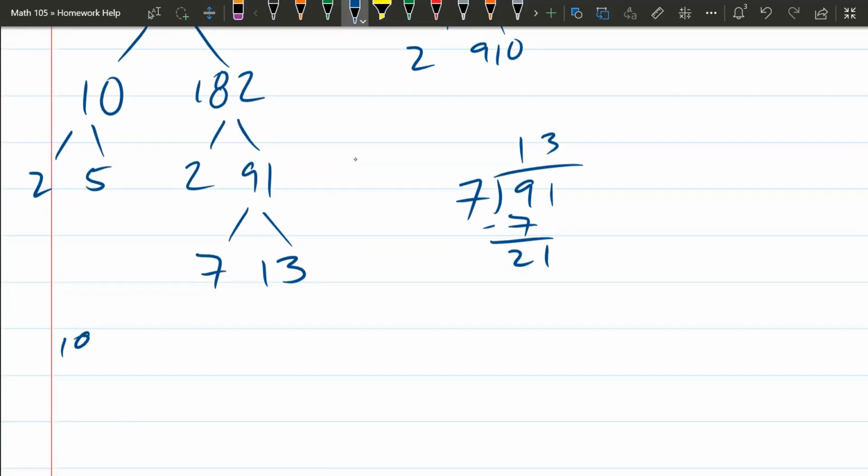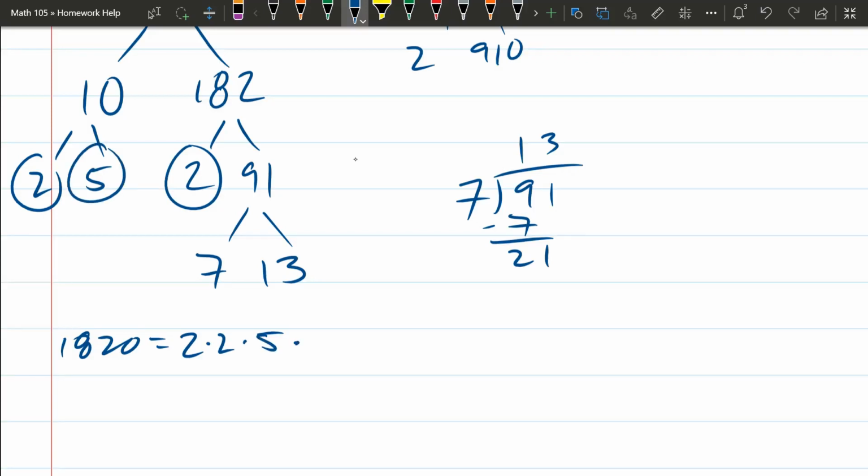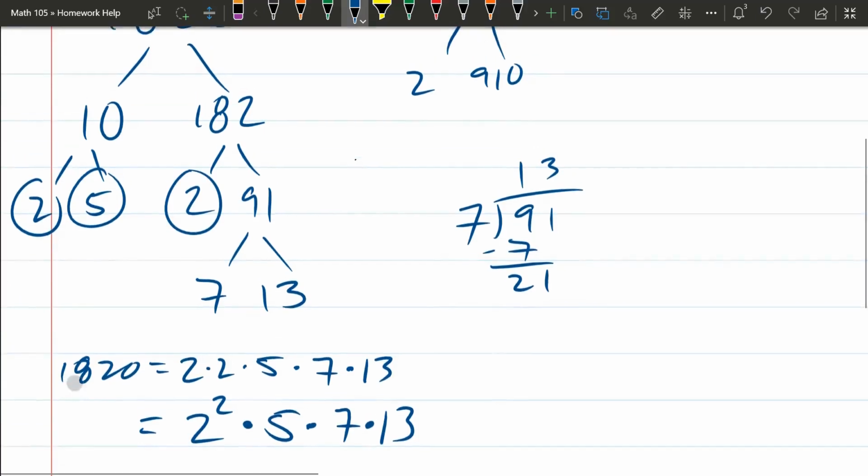We can write 1820 equals, I like to put the small ones first. There's 2 2's, so we can write it as 2 times 2 times, next smallest is 5, 7 times 13. Sometimes it's better to write repeated factors with an exponent. So there's the prime factorization.